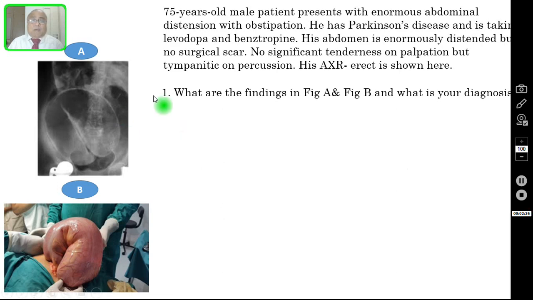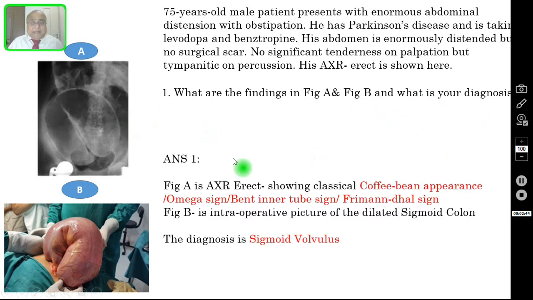So question number 1, what are the findings in figure A and figure B and what is your diagnosis? So the correct answer is figure A is abdominal X-ray erect, this one, which is showing a classical coffee bean appearance, omega sign, bent inner tube sign or Freeman-Dahl sign. All are same. But you can see this picture.